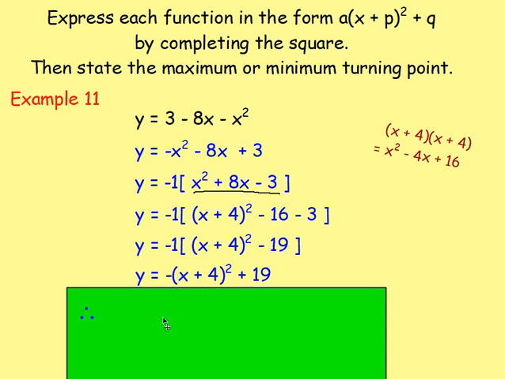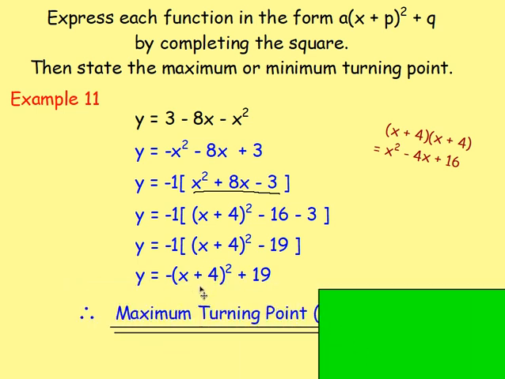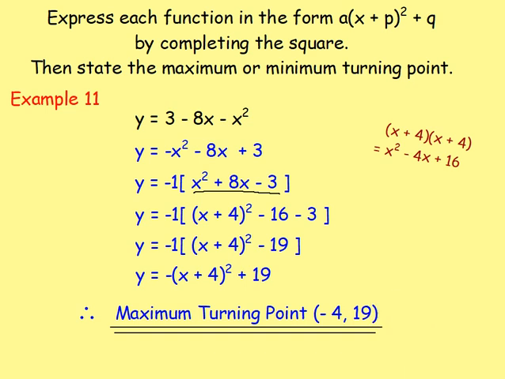From there, maximum or minimum turning point? Because x squared is a negative, it's going to be a sad face, so that turning point will be the highest point on the graph. So it's a maximum turning point of, take this number in the brackets and change the sign, negative 4. This number on the end stays as it is, 19, and that is what you would get.